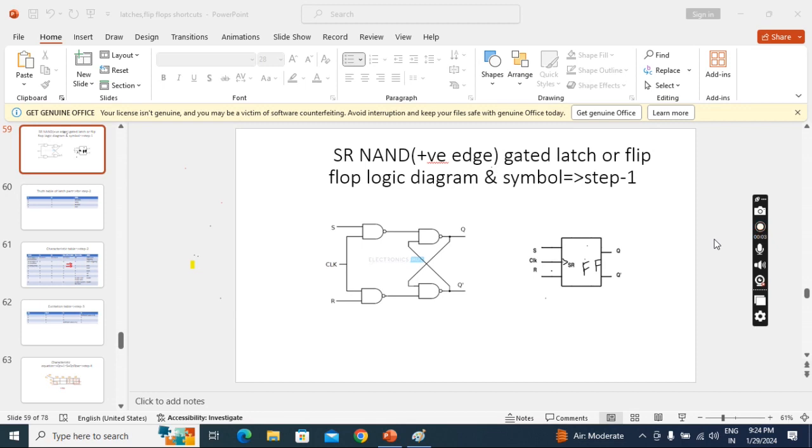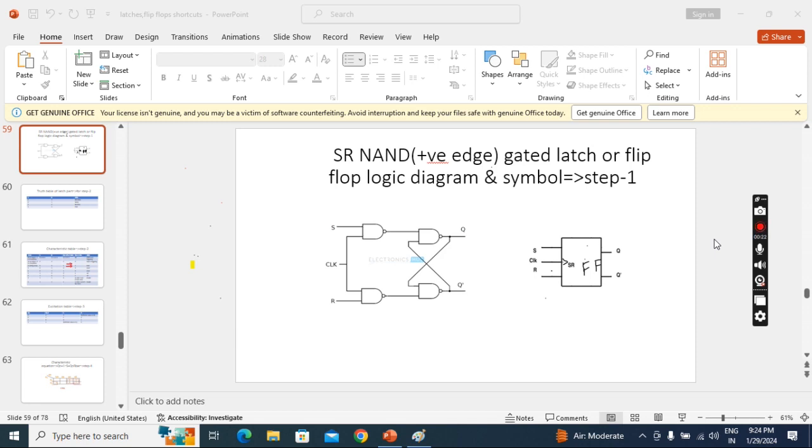In this lecture, we'll discuss the SR flip-flop. We'll discuss with the NAND latch part and the NOR latch part also. With the NAND latch part, again we'll discuss with the positive edge and negative edge. And with the NOR latch part also, we'll discuss with positive edge and negative edge.